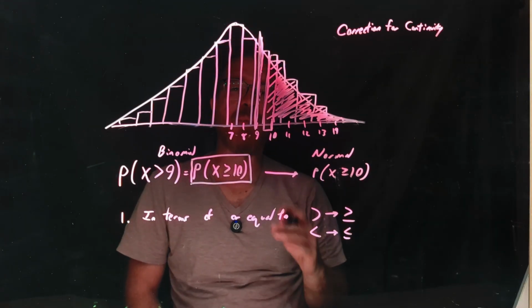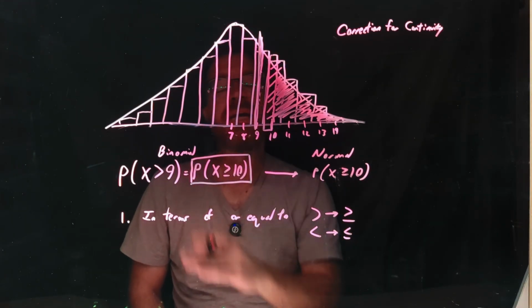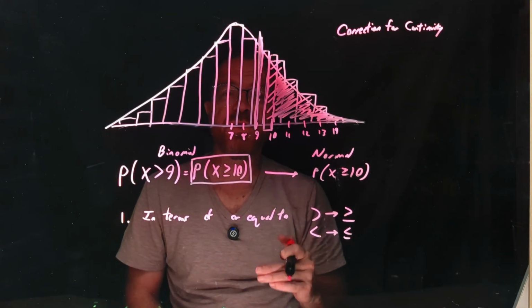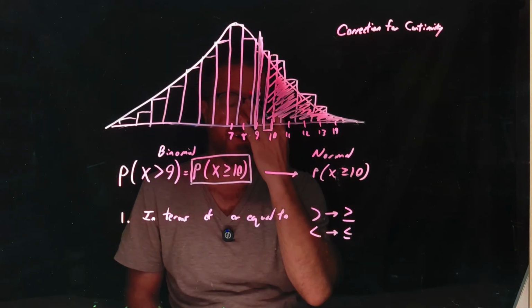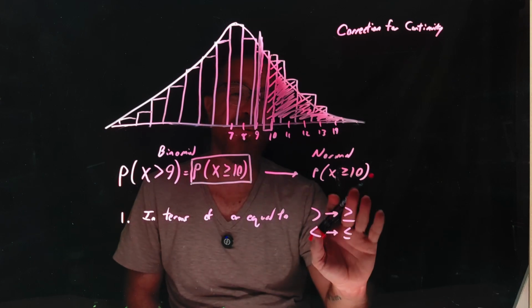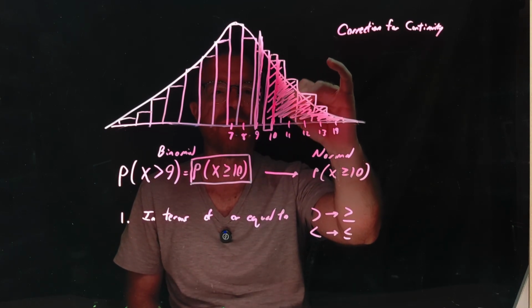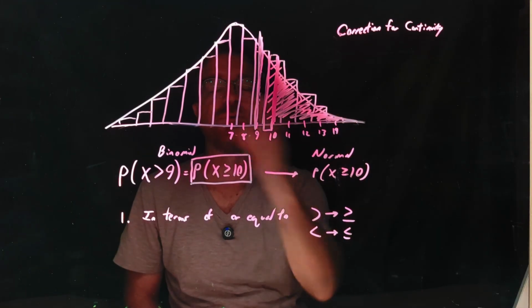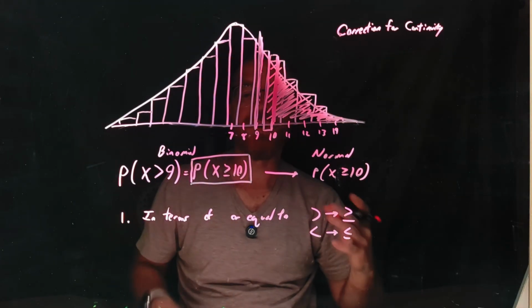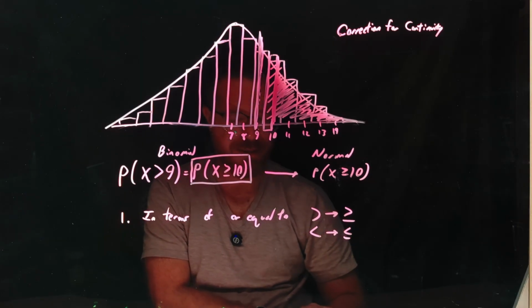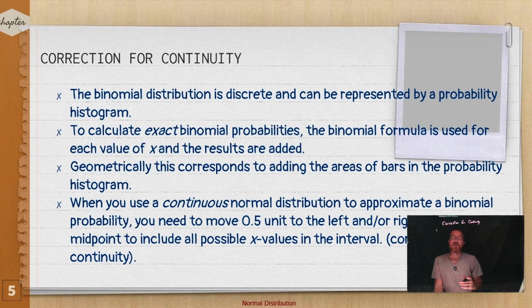And what this means is that we are going to actually have to shift either to the left or to the right by 0.5 in order to account for the fact that when we switch from our binomial probability to our normal probability, we're actually going to be splitting one of the categories, whatever group we're in, in half, and we have to account for that by adding or subtracting 0.5. So let's look at the different cases that we might encounter when doing this.